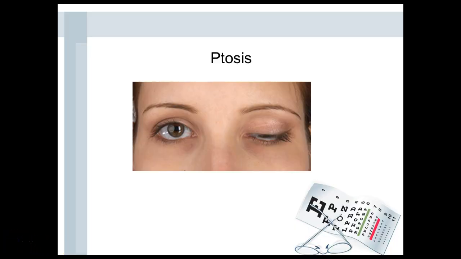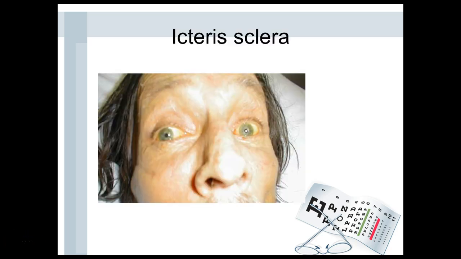Ptosis is drooping of one or both upper eyelids. This could happen with certain neurological diseases such as myasthenia gravis. You may also see something like this after someone has had a stroke. Icteric sclera, also known as jaundice or yellowing of the sclera. This is definitely not a good finding. You have someone who has severe liver disease.